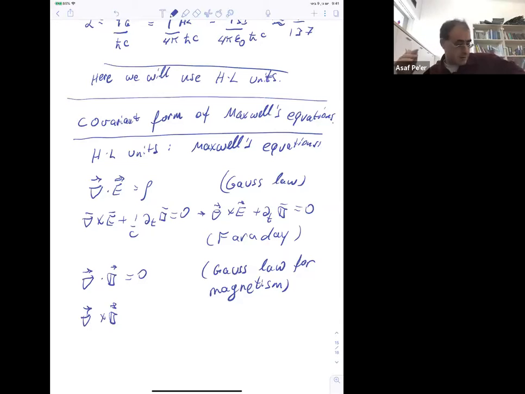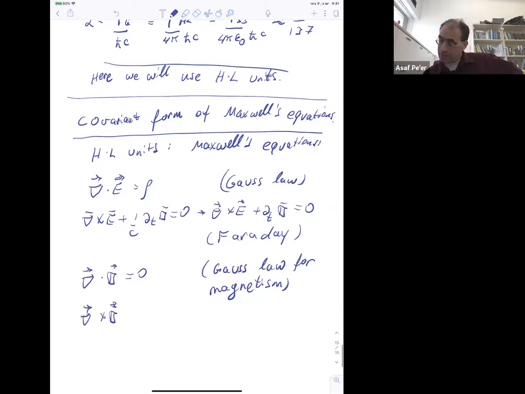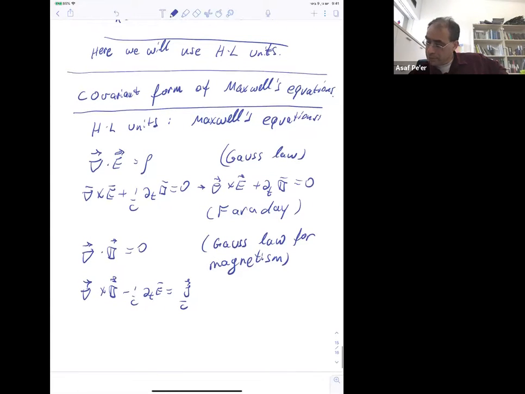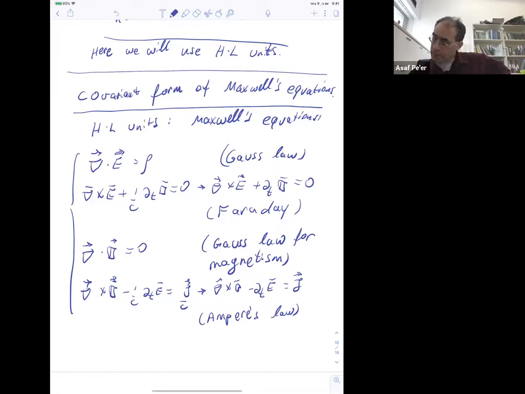Yeah, Ampere. So nabla cross B minus 1 over C dE/dt is J over C, but C is equal to 1. So nabla cross B minus dE/dt is J. Right, this is Ampere's law now. Okay, so this is Maxwell, 1, 2, 3, 4. And here is just a natural unit where C is equal to 1. You know that.